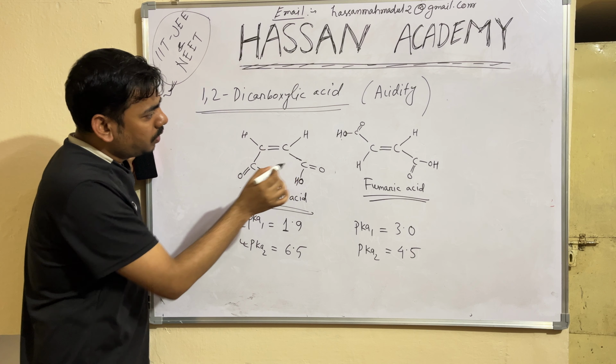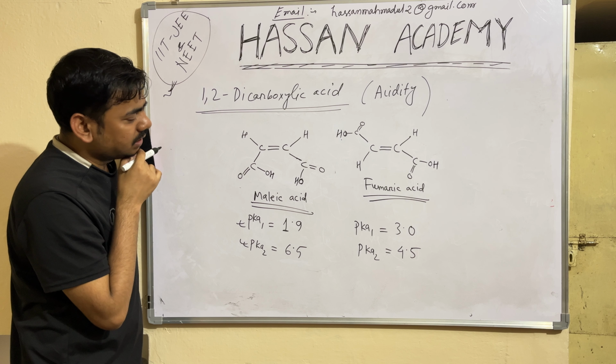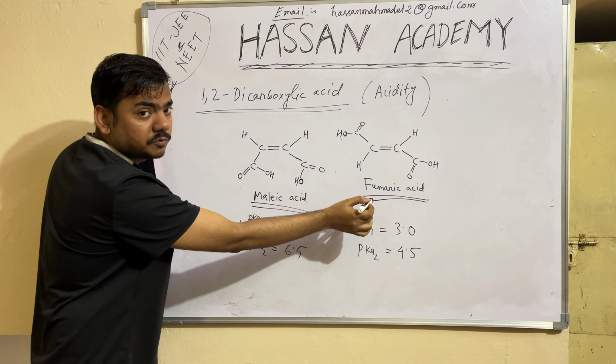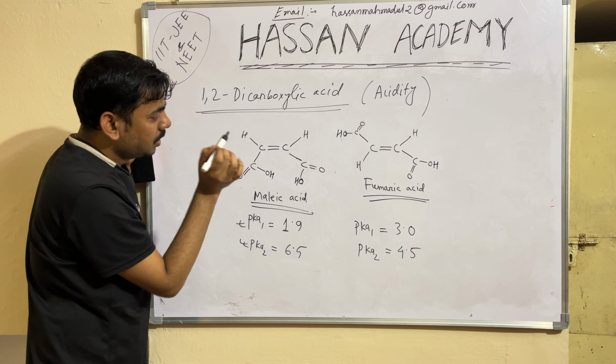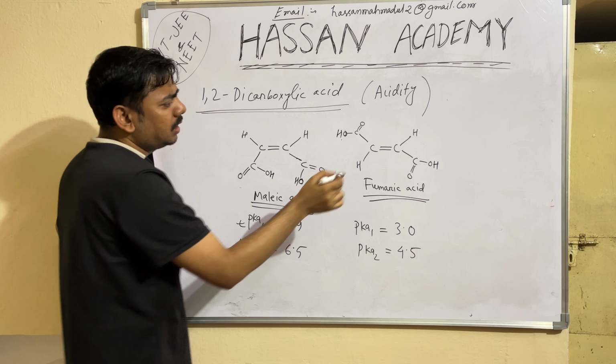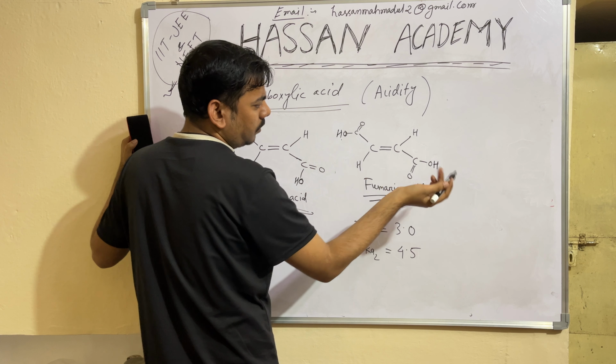So see here, two compounds are there and they are GI of each other. What is meant by GI? Geometrical isomer. They are isomers of each other. What is this? Maleic acid. This is fumaric acid. Maleic acid IUPAC name is cis but-2-ene-1,4-dioic acid, and this is trans but-2-ene-1,4-dioic acid.